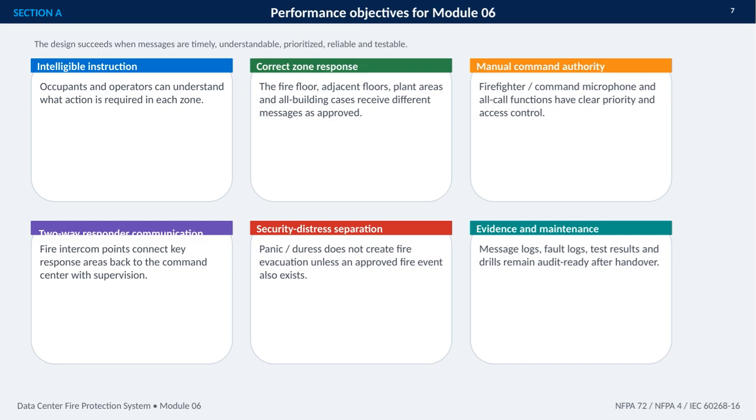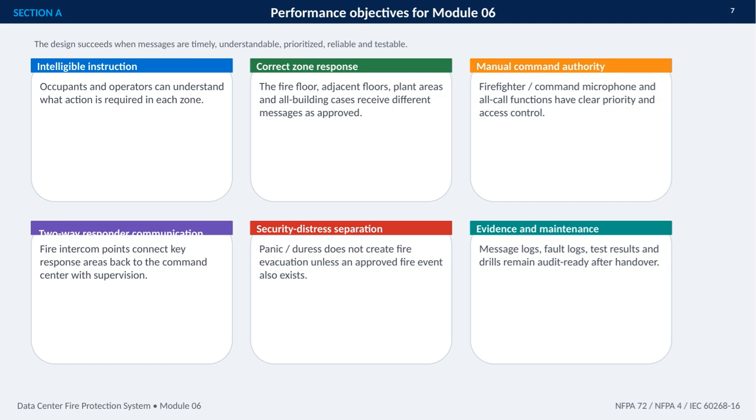Manual command authority is another key objective. Firefighter or command microphones, along with all call functions, need clear priority and controlled access. Two-way responder communication must connect fire intercom points in important response areas back to the command center, with supervision in place. The design also separates security distress from fire response.